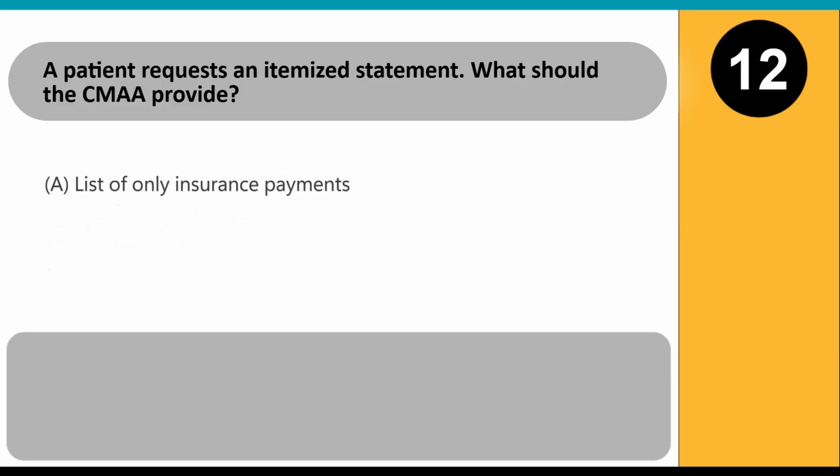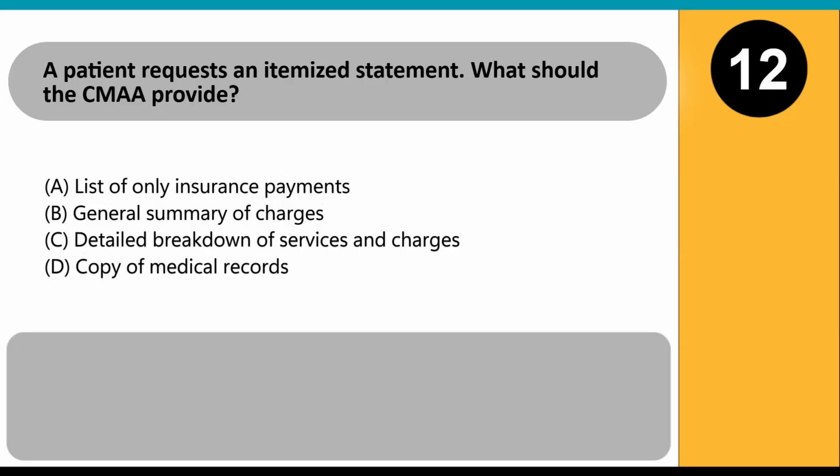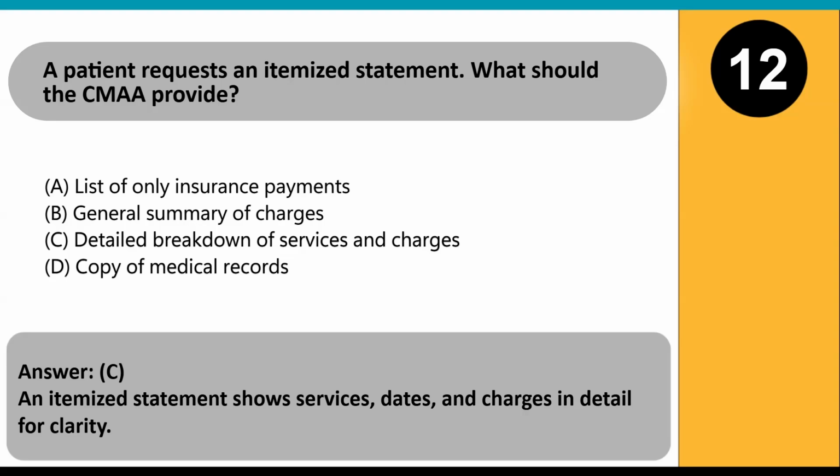A patient requests an itemized statement. What should the CMAA provide? A. List of only insurance payments. B. General summary of charges. C. Detailed breakdown of services and charges. D. Copy of medical records. Answer: C. An itemized statement shows services, dates, and charges in detail for clarity.